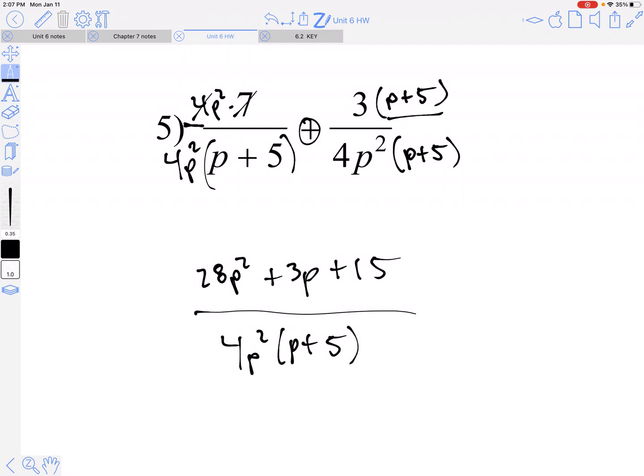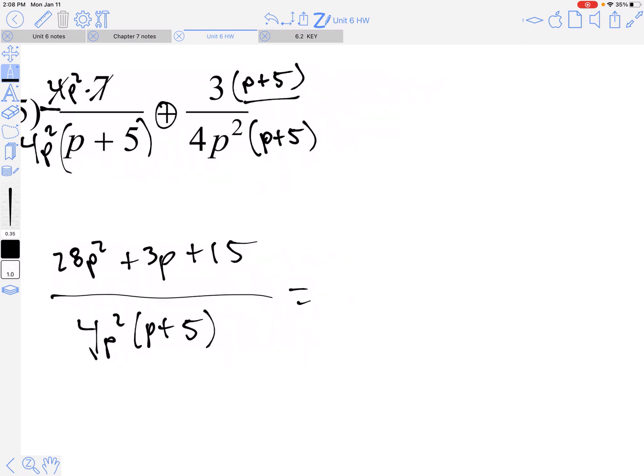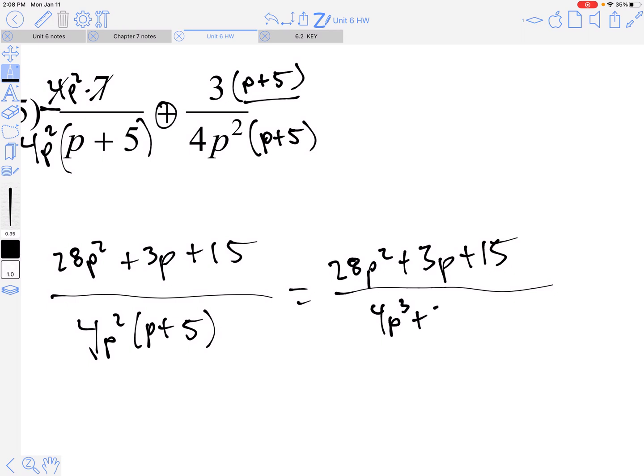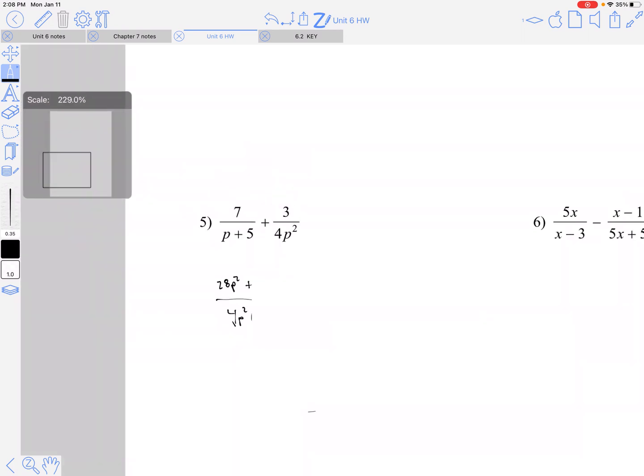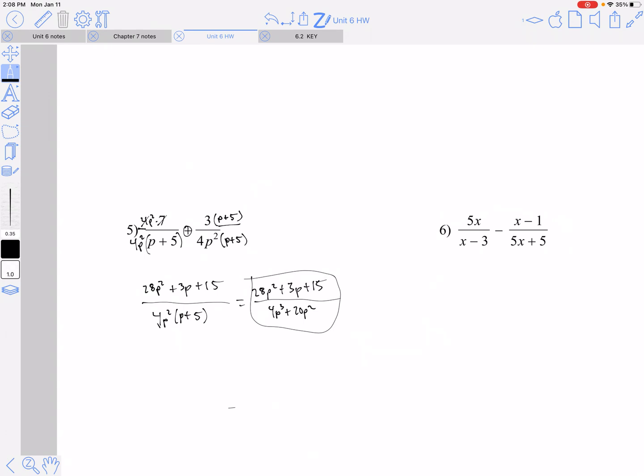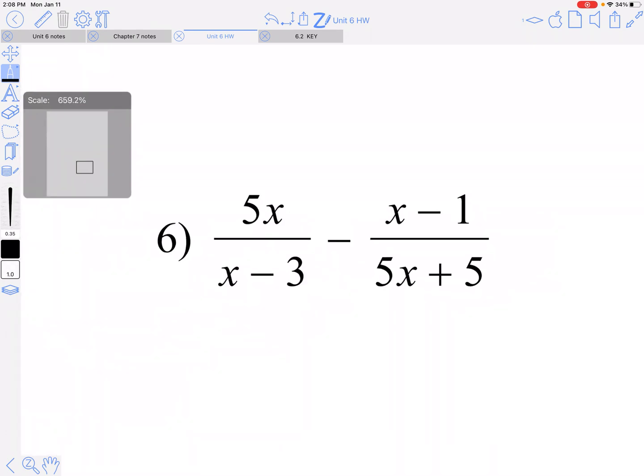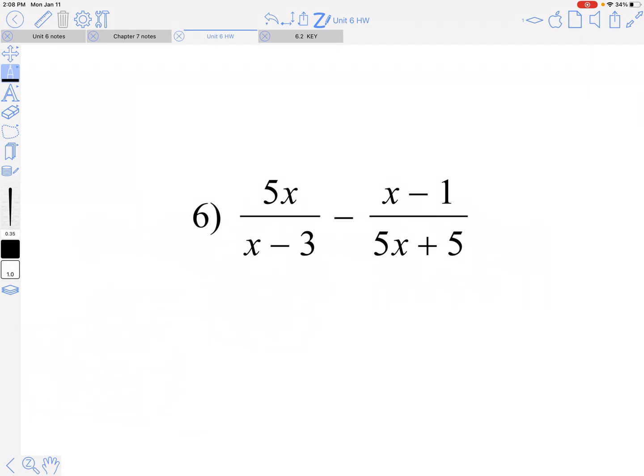At this point now I can multiply it. I don't think I did on the key. I just left it there. But just real quick, we got our denominator the same, we added our numerators, and then we kept our denominator. So you don't have to do this last step, but I'm going to do it. All right, so I suggest you pause, try 6, see how it goes, and then play this.